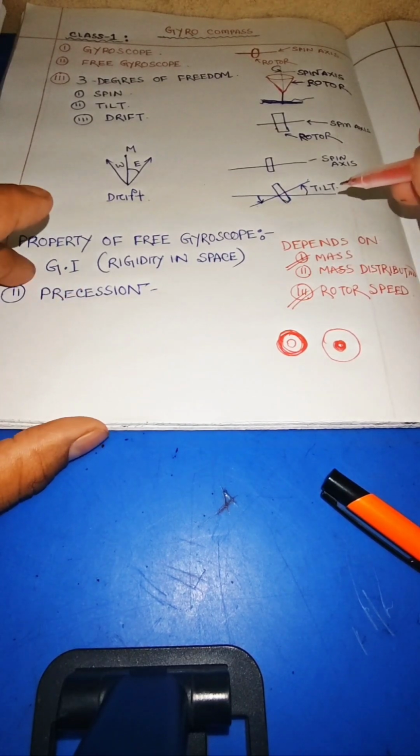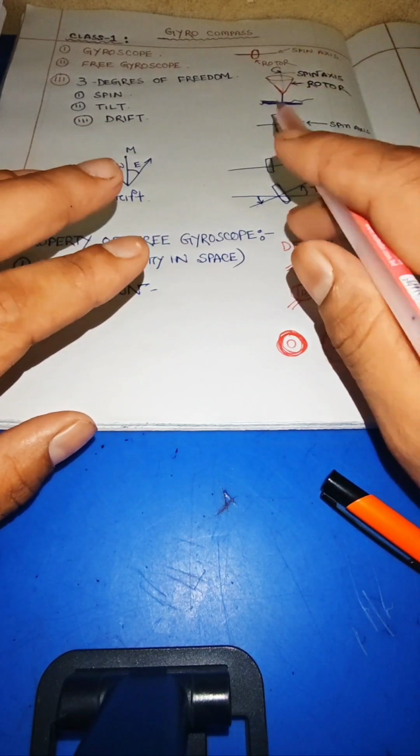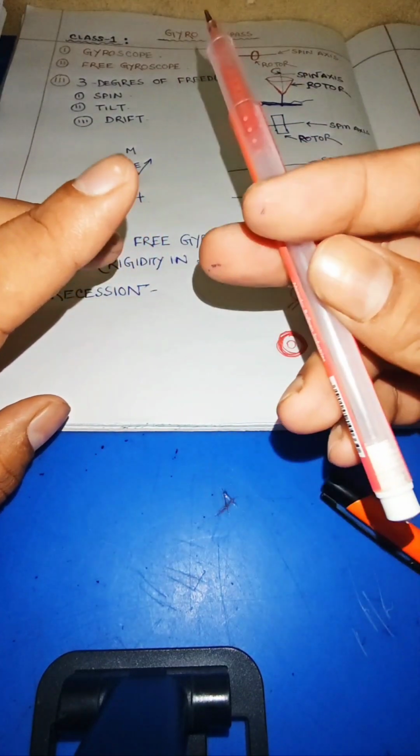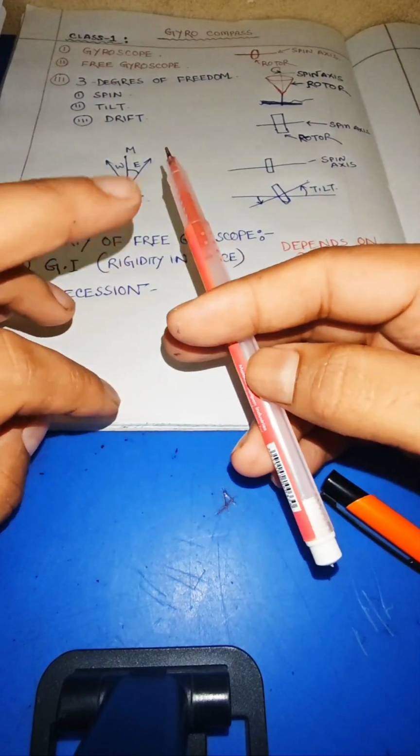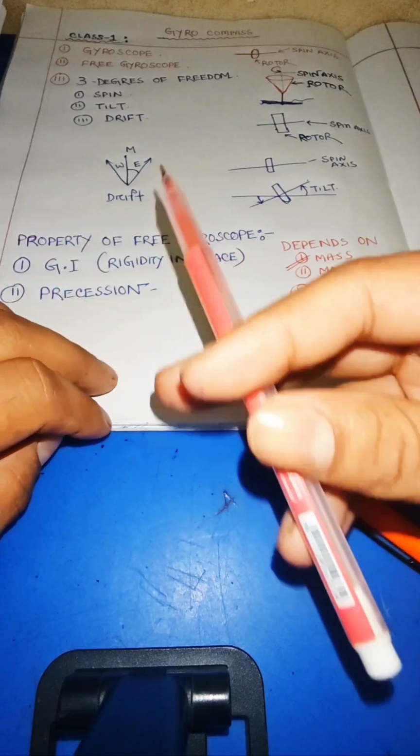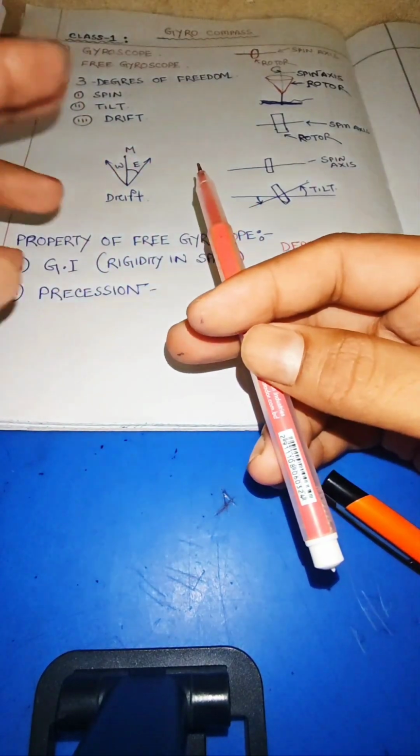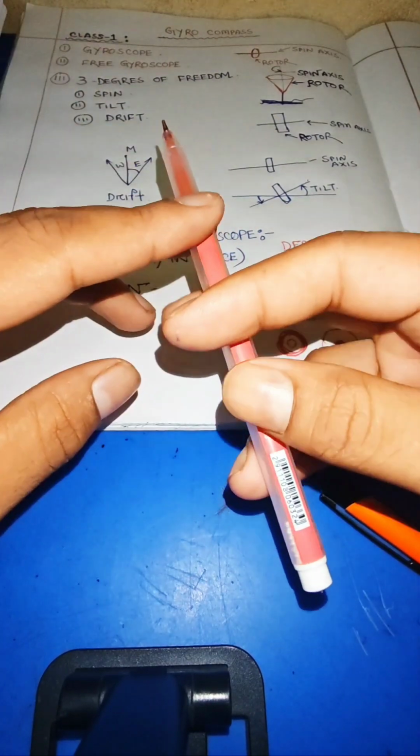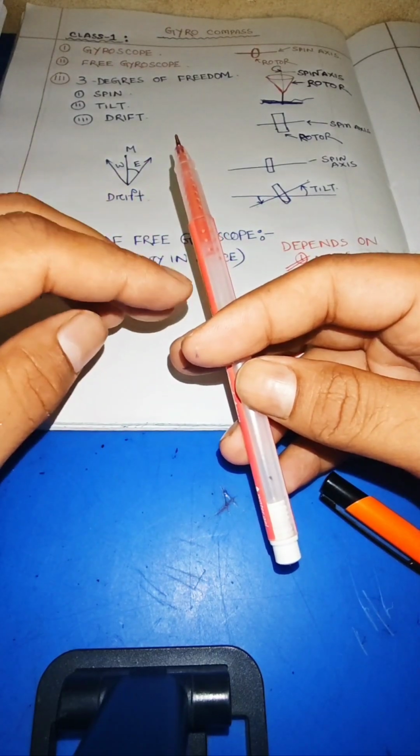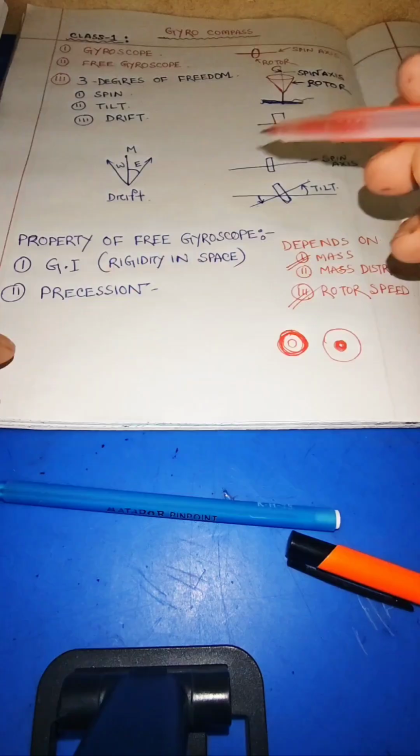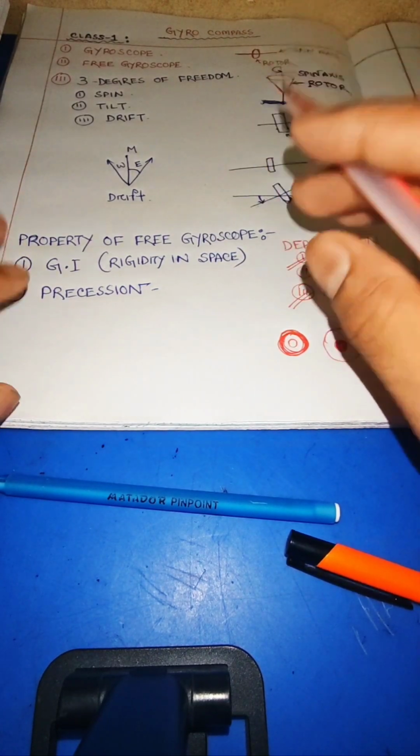So gyroscopic inertia is the rigidity in space. This is the ability to point in a fixed direction, and it will keep pointing in that direction until any external force is applied. If you don't apply any external force, it will keep pointing in that direction. But guys, due to the earth's rotation, there is the tilt and the drift. So tilt and drift are the external forces here, and they come from the earth's rotation. So guys, I think you understand the gyroscopic inertia. Again, I'm saying, just listen, guys, this is the rigidity in space.